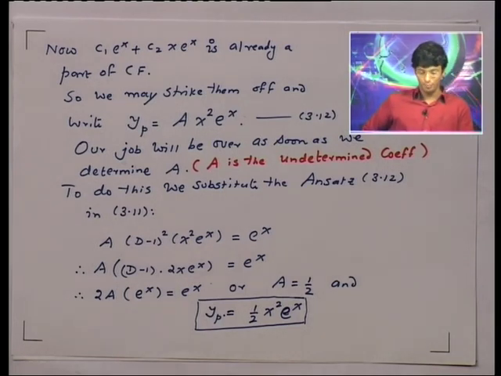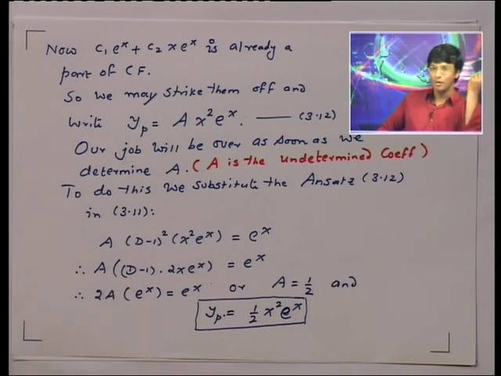So now work it out systematically. D minus 1 squared is, first apply d minus 1 and then again apply d minus 1. One application of d minus 1 to x squared e to the power x gives you 2x e to the power x, correct? Apply it again. The 2 comes out, it is after all a linear operator. So 2a into d minus 1 applied to x e to the power x is again simply e to the power x.